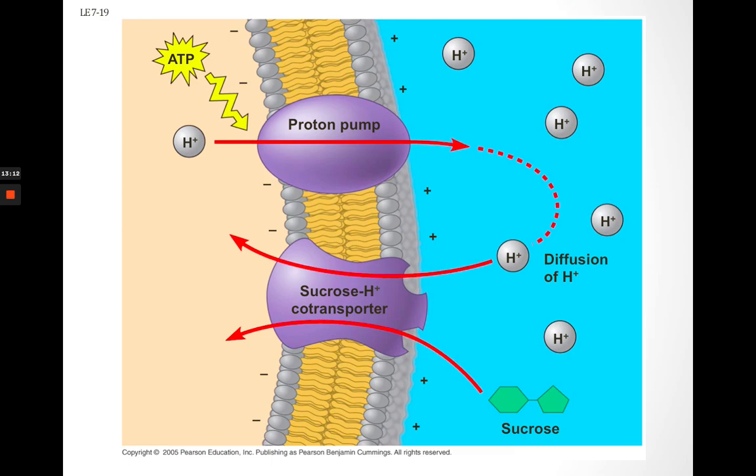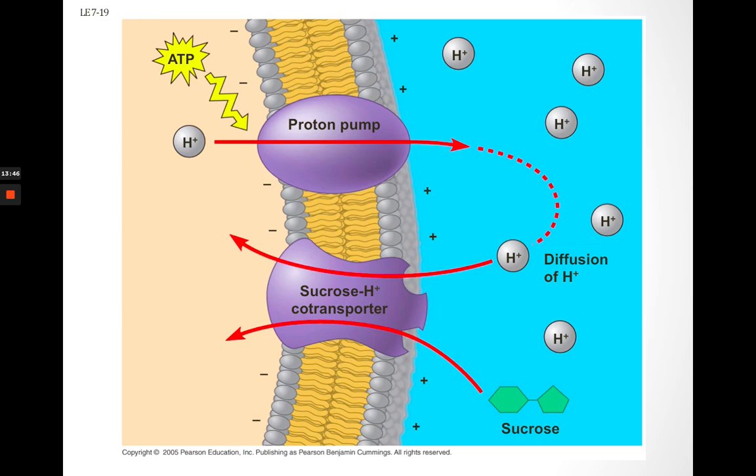So what I can do is pump H+ ions, in this particular case, outside of the cell, creating a high concentration of H+ ions. Now I let the H+ ions diffuse, and the diffusion of the H+ ions is actually going to pull the sucrose in. It's going to power the movement of the sucrose. So the sucrose H+ cotransporter uses the energy of the movement of H+ ions down their concentration gradient to move the sucrose in.